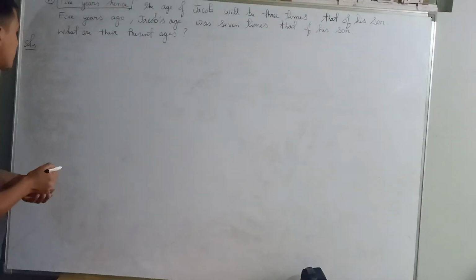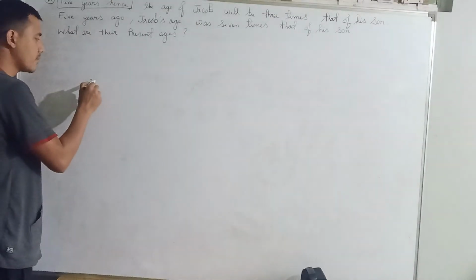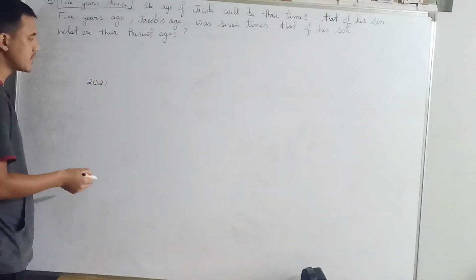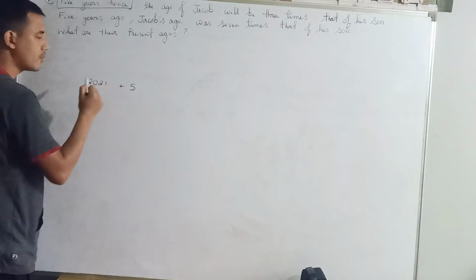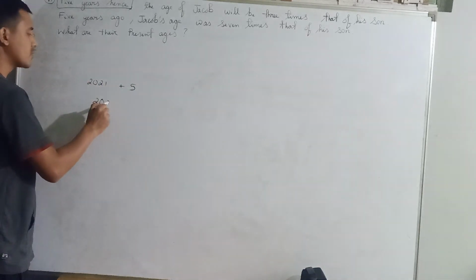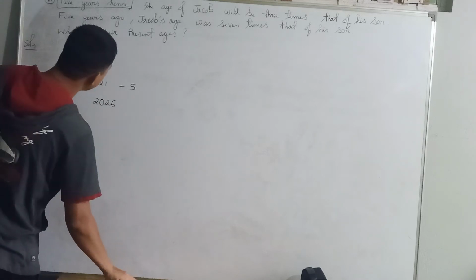So question number 3, the last question, Roman 6. 5 years hence means after 5 years. It means the question is talking about the future. Suppose now it's 2021. 5 years hence means we're going to add 5 more years. Then it will be 2026. Okay?